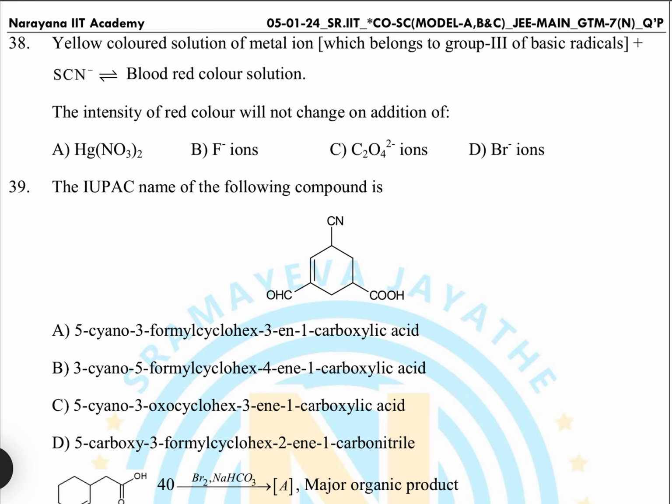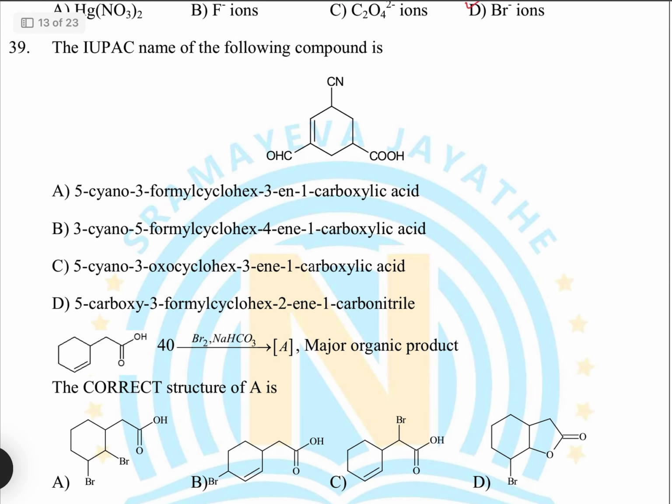The intensity of red color will not change on addition of Br minus ions. Practical chemistry. You need to focus on this part more if you want to get 100 percentile. Now practical organic chemistry, biomolecules, these topics you need to be very perfect. I think this is the easiest question.